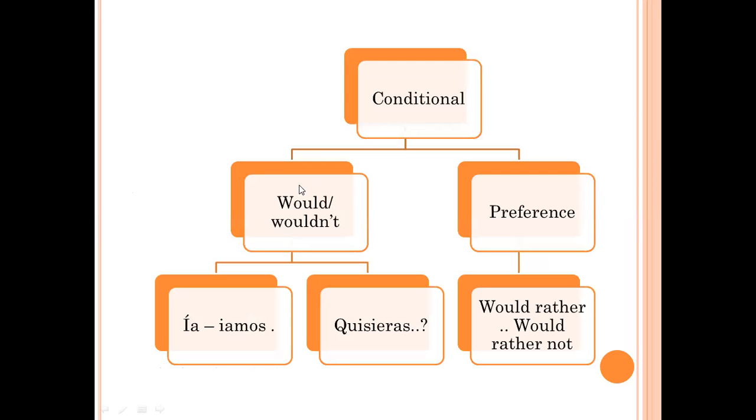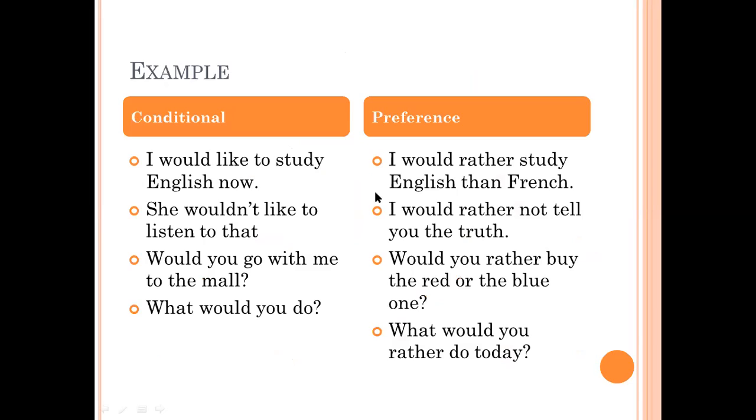Conditional: would. The negative form: wouldn't. This one makes that in Spanish, it finishes in this way. And when you are making a question, it means also in some cases quisieras. The modal for preference is would rather. And when you are going to use it in negative, would rather not. Right? Let's see the examples.